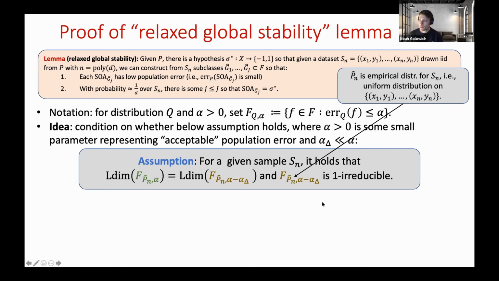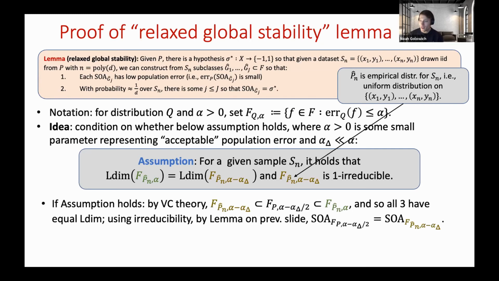And the second part of this assumption states that the class of hypotheses with empirical error at most alpha minus alpha delta is one irreducible. So at first glance, it may seem arbitrary that we're making this assumption. Hopefully, I'll be able to give you a sense of how this folds into the rest of the proof.